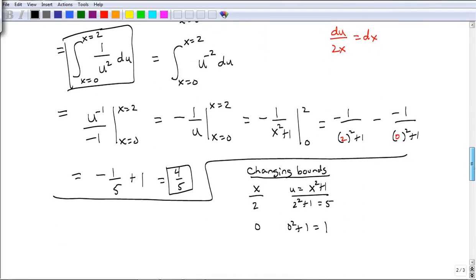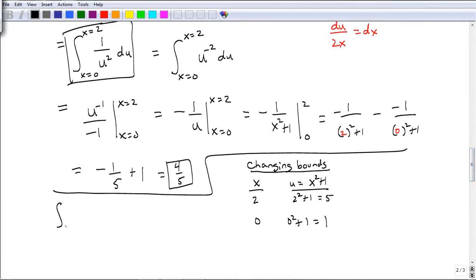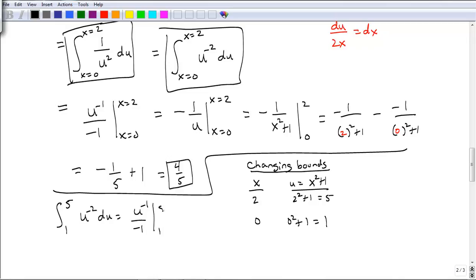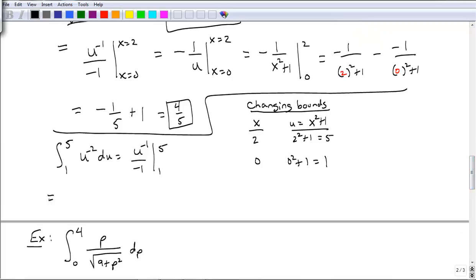Then the integral right there that was in the box would have been the integral from 1 to 5 of u to the negative 2 du. And still that's u to the negative 1 over negative 1. But now I can just plug in 1 and 5 for u. I don't have to put my x's back in. So this is negative 1 over u from 1 to 5, which is negative 1 over 5 minus negative 1 over 1, which is negative 1/5 plus 1, which is 4/5.